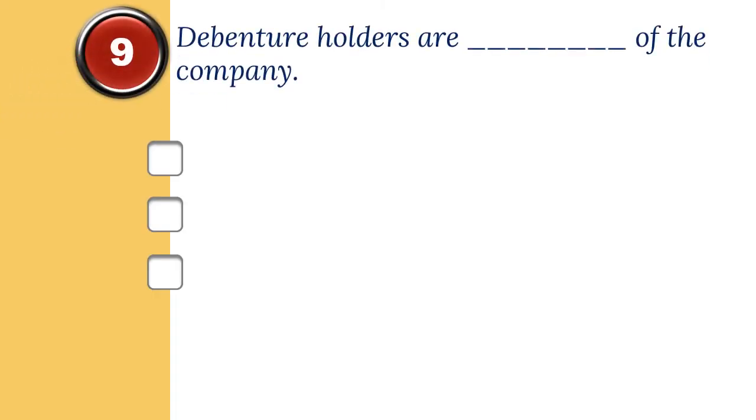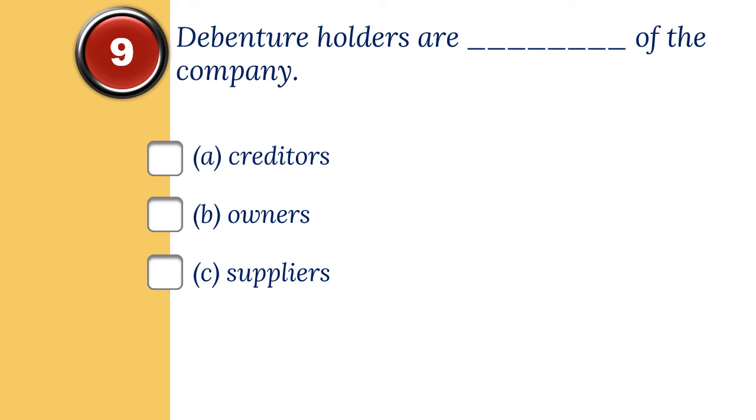9. Debenture holders are dash of the company. The options are A. Creditors, B. Owners, C. Suppliers. And the correct option is A. Creditors.